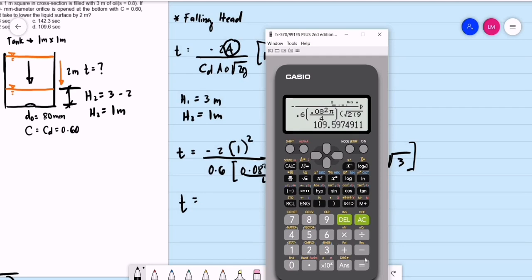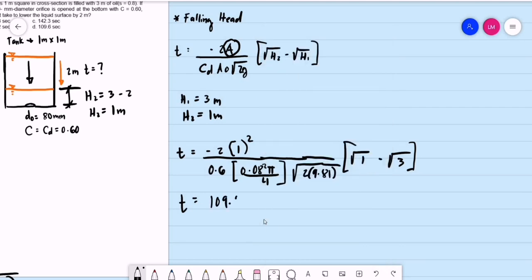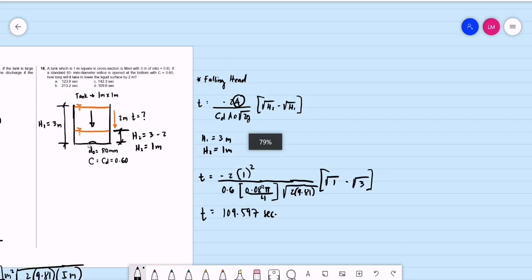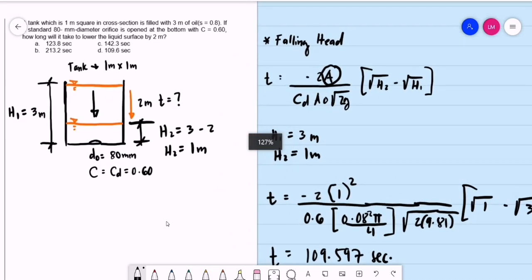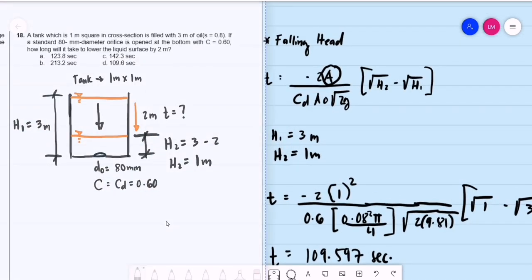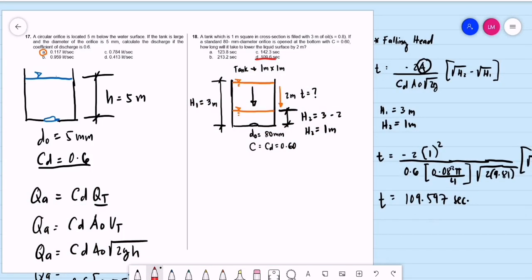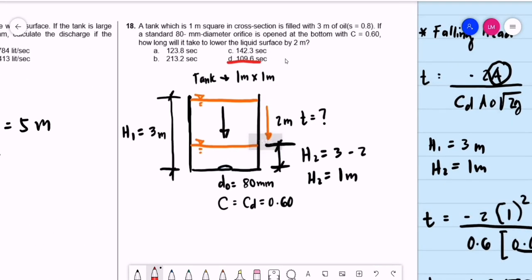This is 109.597 seconds. So let us check this value in our choices. The closest value is for letter D, that's 109.6. Okay, so we have number 18, 109.6.